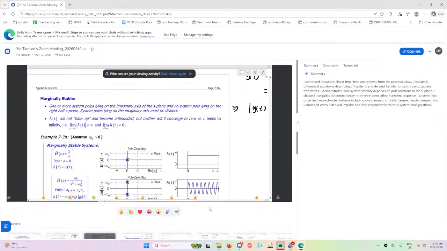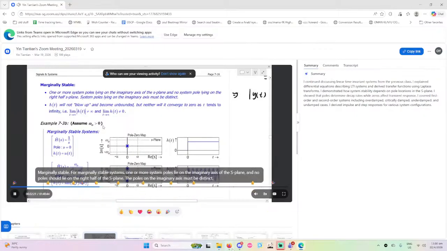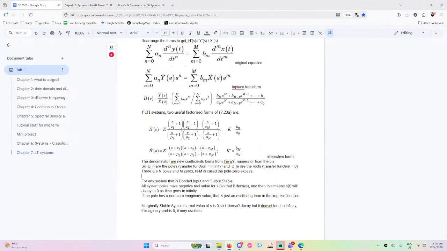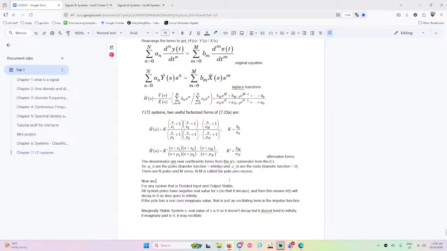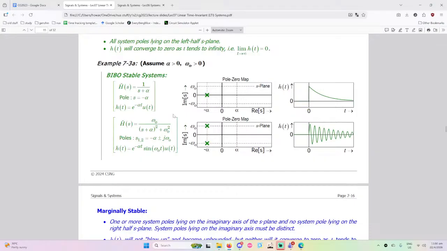Now let's proceed to look at marginally stable. For marginally stable systems, one or more system poles lie on the imaginary axis of the S-plane, and no poles would lie on the right half of the S-plane. The poles on the imaginary axis must be distinct. And in this case, the corresponding impulse response will not blow up or become unbounded, but neither will it converge to 0 as t tends to infinity.